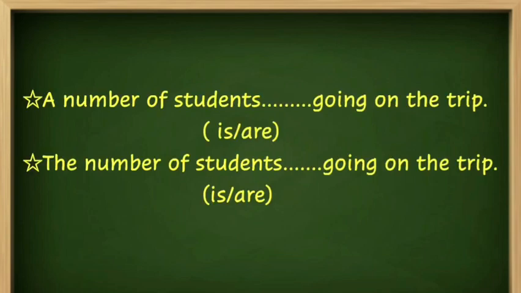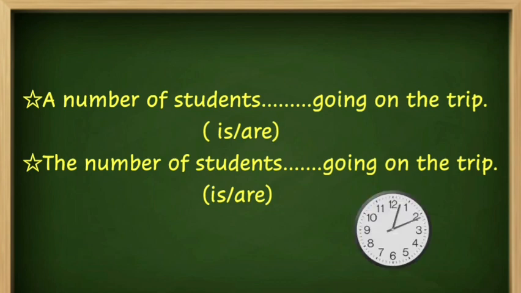A number of students dash going on the trip. Your options are are or is. Now the second question reads, the number of students dash going on the trip. Options remain the same, that is, is and are. Now you can take your time and answer the question. I'll count 5 and then I'll tell you the right answer here. 5, 4, 3, 2, 1, 0.